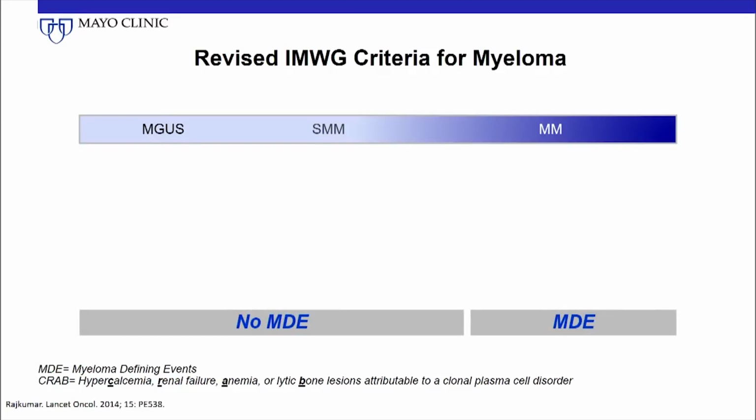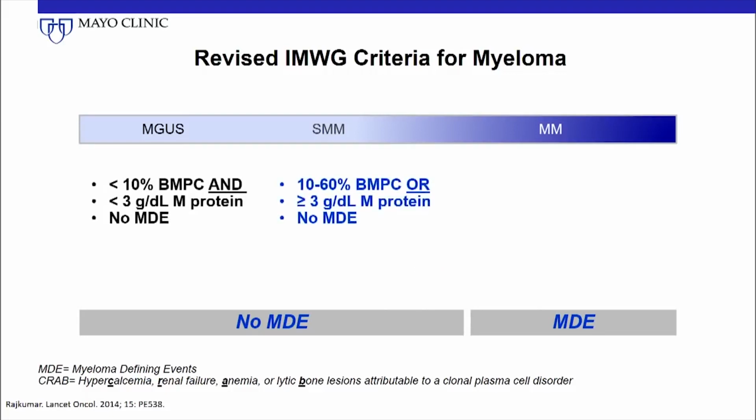The first thing is to remember that smoldering multiple myeloma and MGUS are defined by the absence of myeloma-defining events, whereas myeloma requires the presence of myeloma-defining events. That's the main way in which we split myeloma from MGUS and smoldering. And then we split patients who have a plasma cell disorder but no myeloma-defining event into two groups, MGUS and smoldering myeloma. Why do we do that?